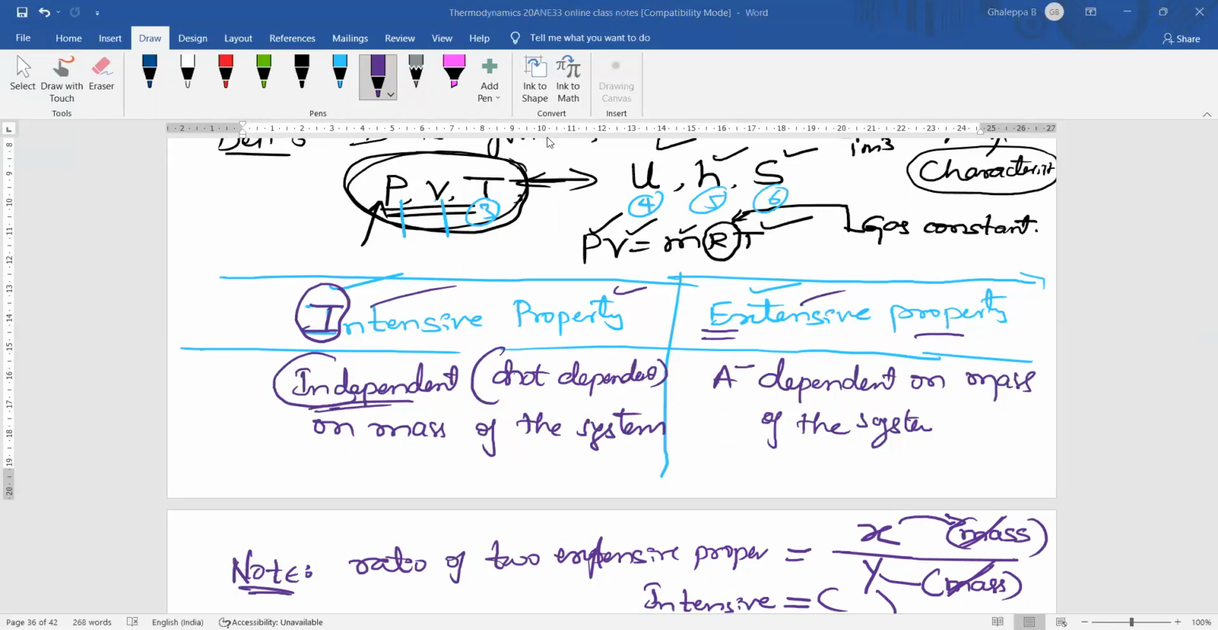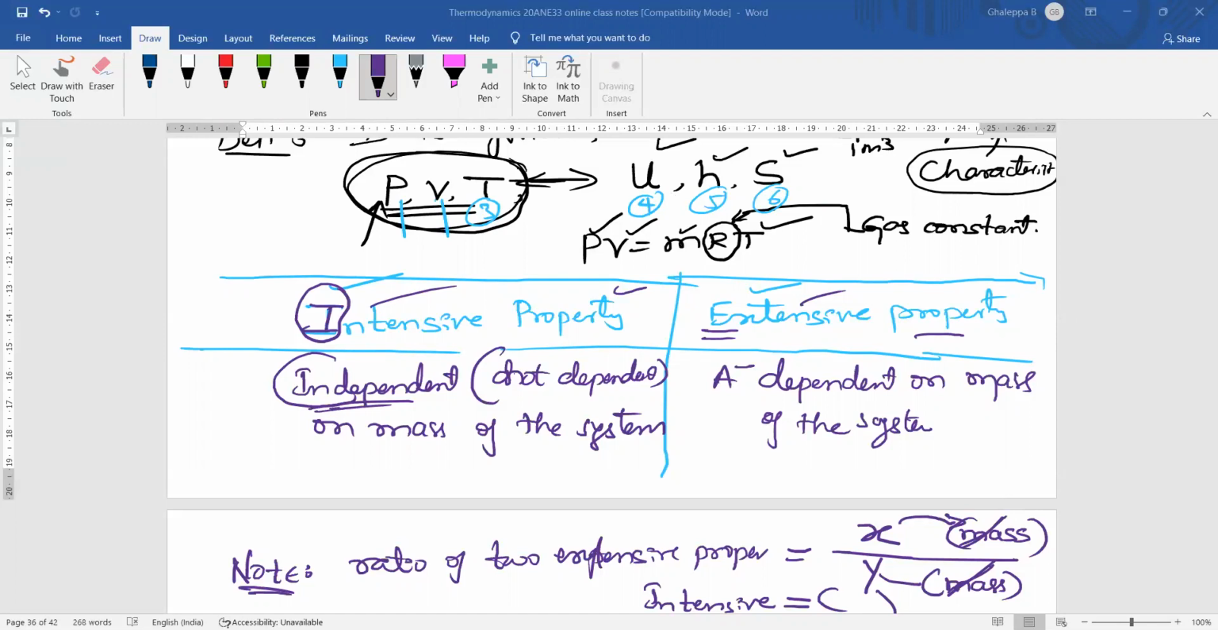Have you understood this note? Yes, sir. Okay, so this is important. You remember it, because in exams they will get confused, and they give some examples where it looks extensive, but it is intensive, because it will be a ratio of two extensive properties.